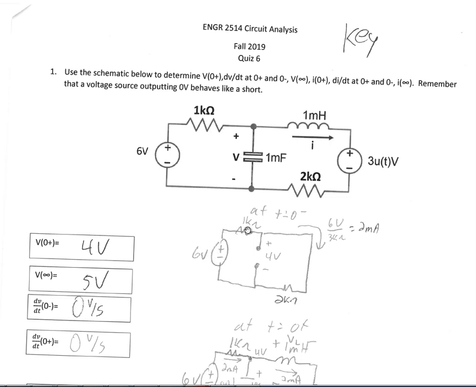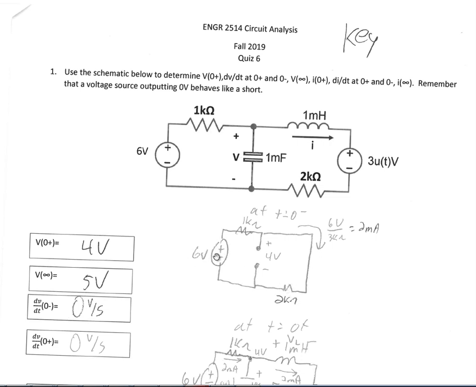You'll notice that since the inductor is behaving like a short, effectively the voltage across the capacitor is in parallel with the voltage that we're going to see across this 2 kilo ohm resistor. So we can basically consider this to be a voltage divider with a 6-volt source and dividing the voltage amongst a 1 kilo ohm and a 2 kilo ohm resistor. So that means we get 2/3 of the 6 volts across the capacitor initially.